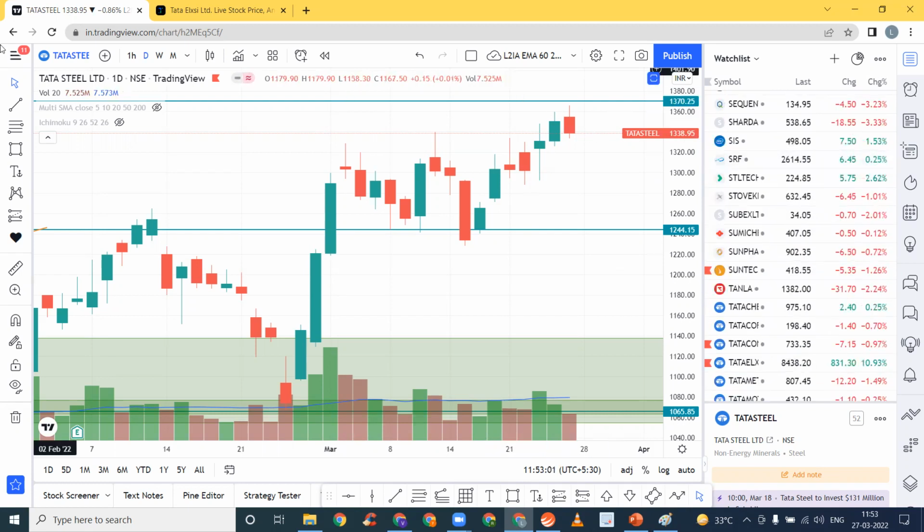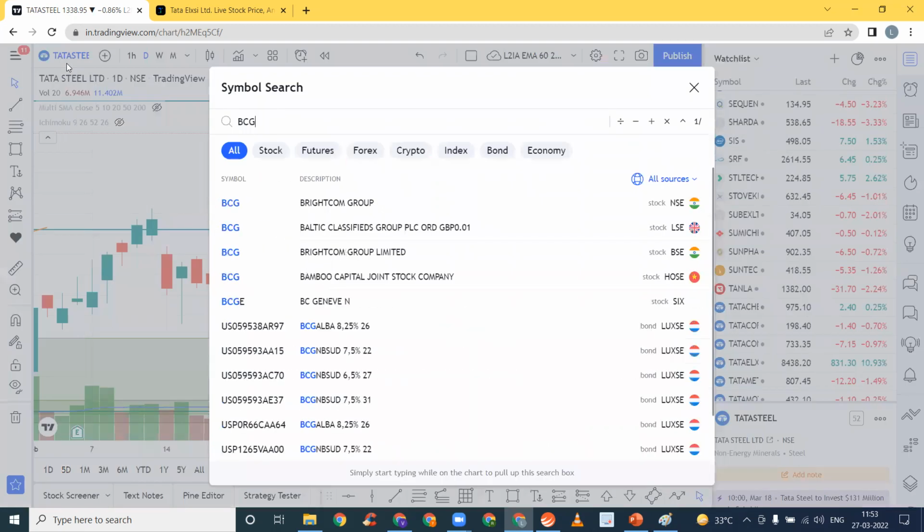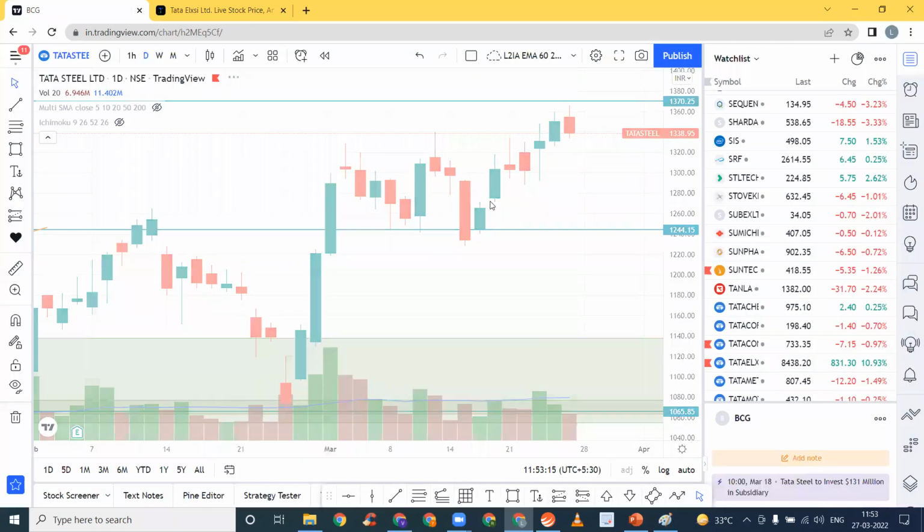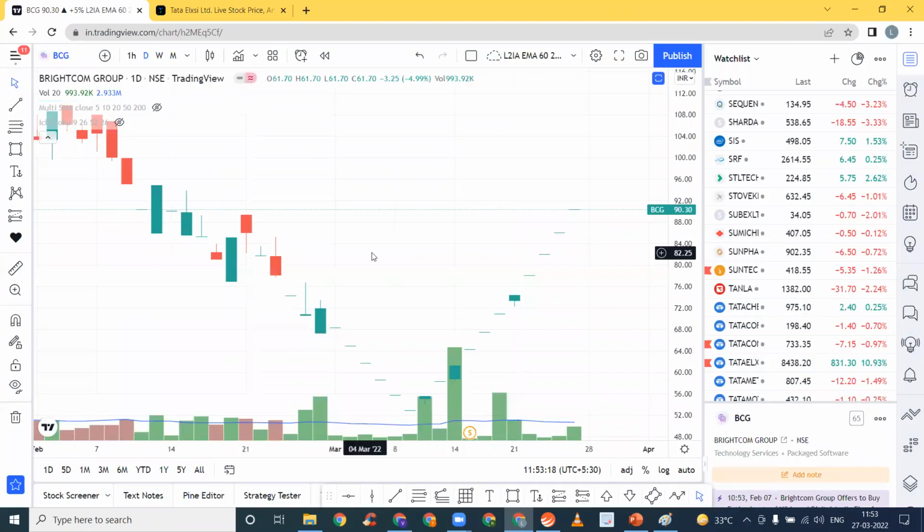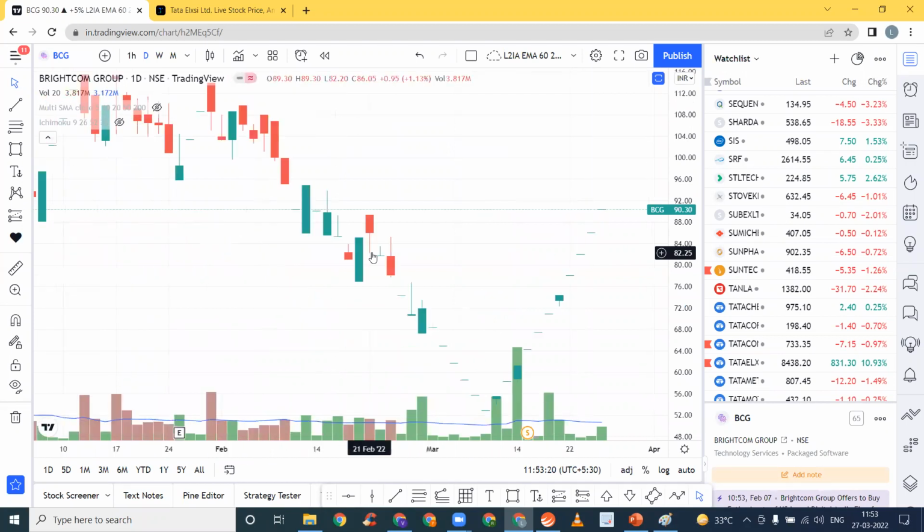Let us see a stock which was called as BCG. Some persons asked me in this group. I don't mind buying BCG, but only problem I see is the amount of volatility in the stock. See BCG. कुछ दिखता है आपको कलर?